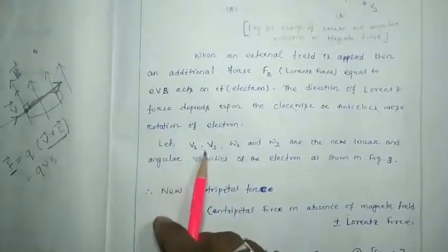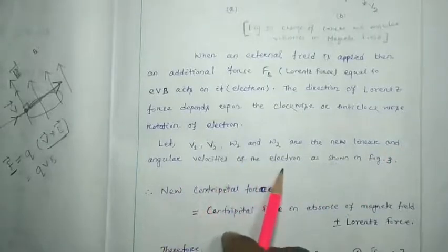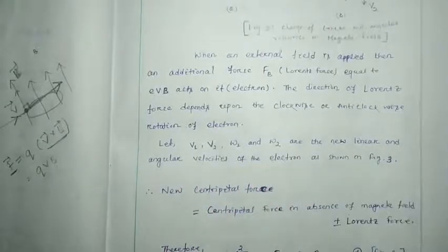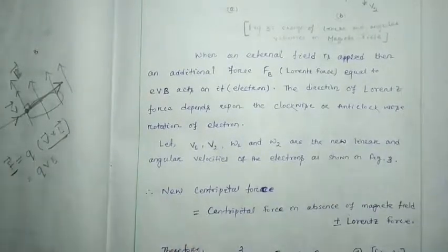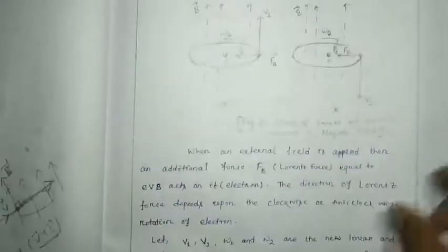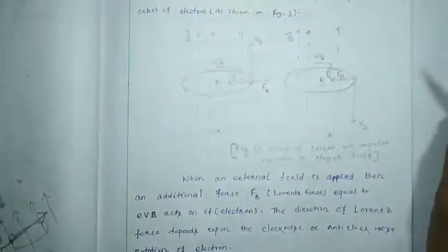So for that, let v1, v2, omega 1, omega 2 be the new linear and angular velocities of the electrons as shown in figure 3. This is your figure 3. Carefully you have to draw the figure. Okay, pause the video and draw the figure.